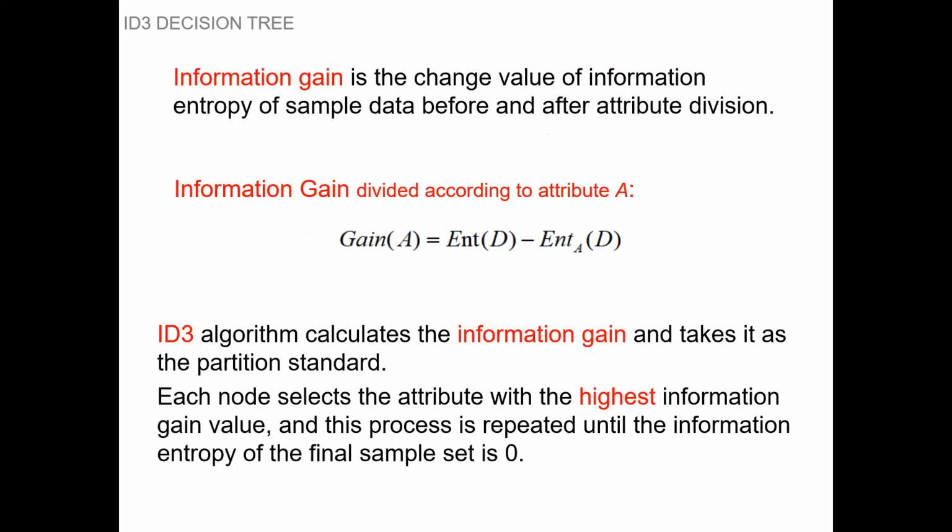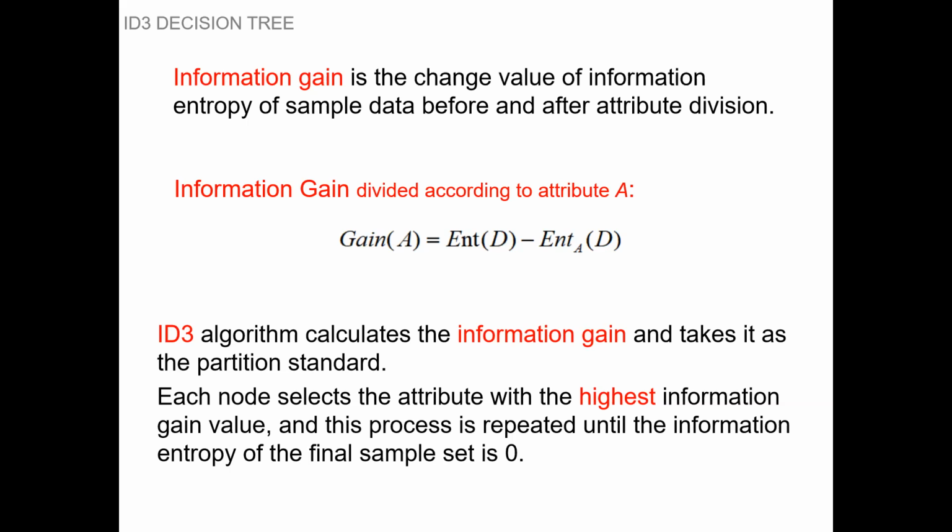Then the information gain divided according to attribute A is defined as follows. ID3 algorithm calculates the information gain of each attribute through the information entropy and takes it as the partition standard. According to the value of the information gain, it compares which attribute to select for node splitting. Each node selects the attribute with the highest information gain value, and this process is repeated until the information entropy of the final sample set is 0.